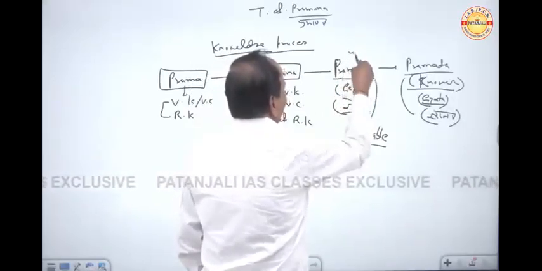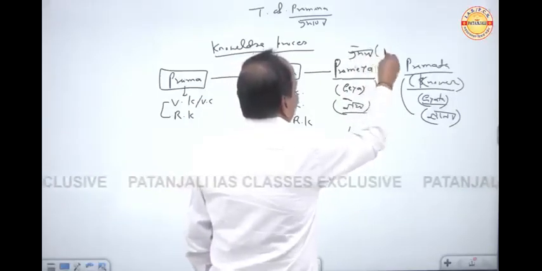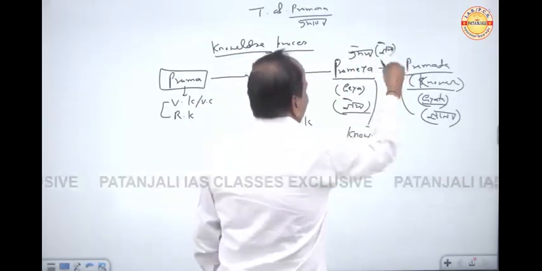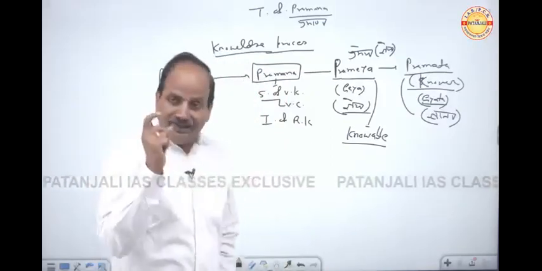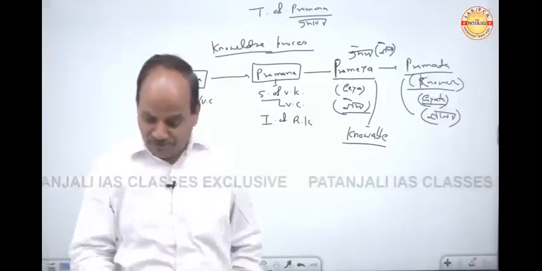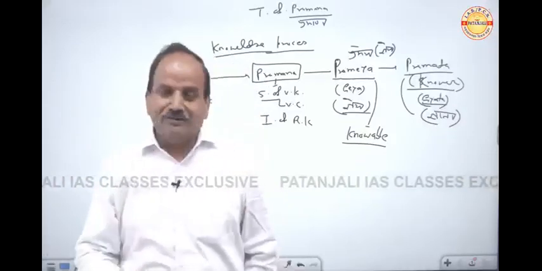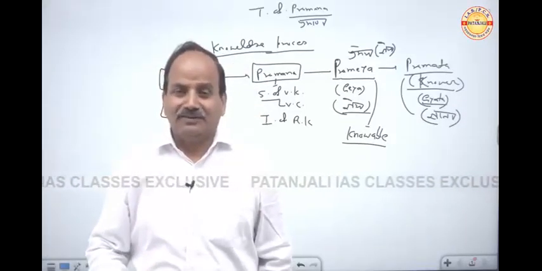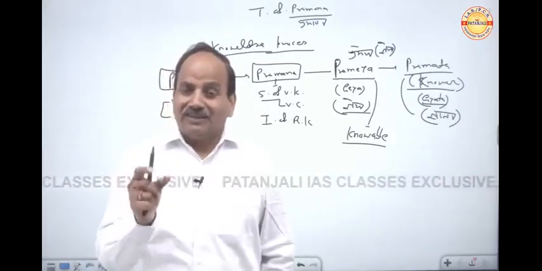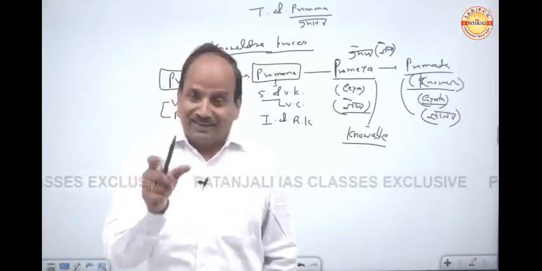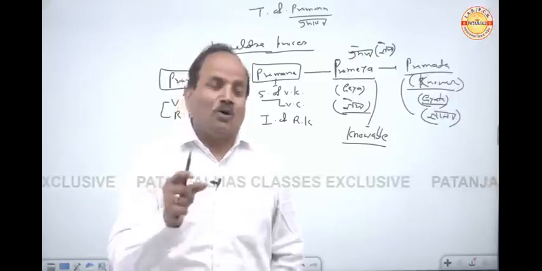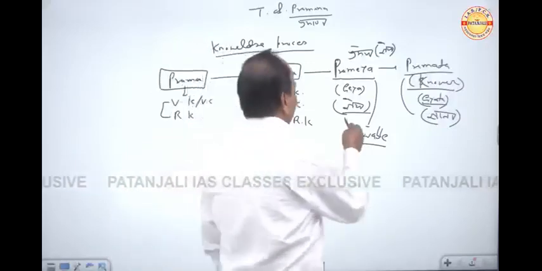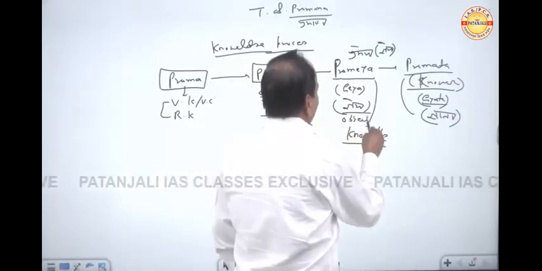Prameya or Geya. That one is Gyata. Valid knowledge is called Prama. Source of valid knowledge is called Pramana. Pramata means knower or Gyata. And Geya means knowable or object, you can say. Generally object. Geya, object or knowable.